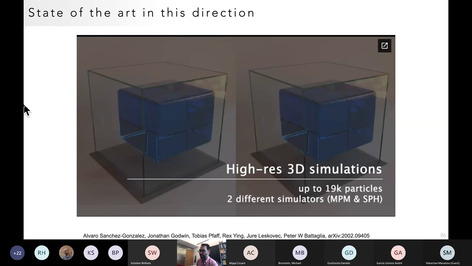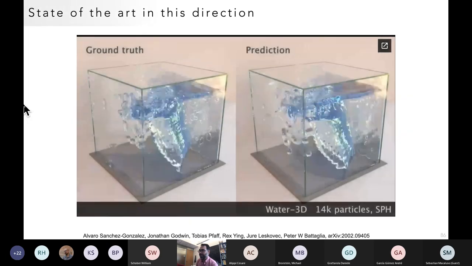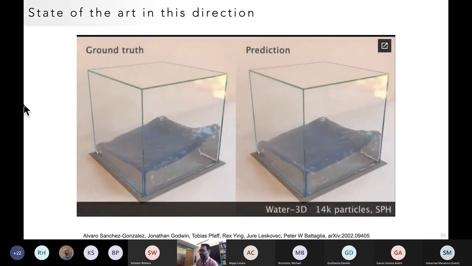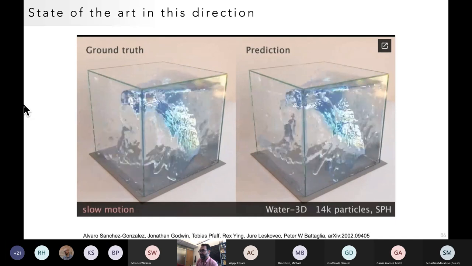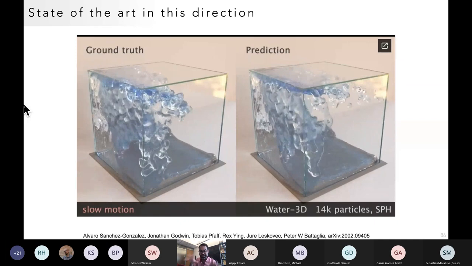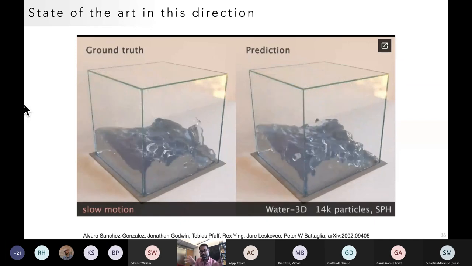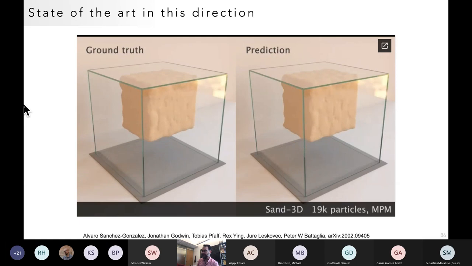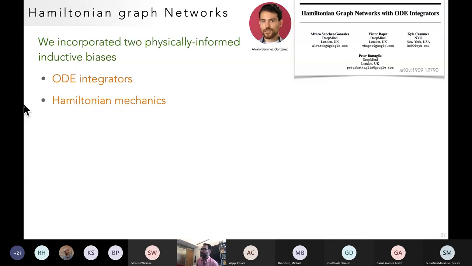Okay, and there's been some more recent work with much larger systems where you see things like this, which are really fun to look at. It's being rendered, but the system is being modeled as basically a bunch of little particles, and they're all interacting with each other using very much the same kind of approach. Now, what we did was add two different forms of inductive bias to this type of setup. This was work that I did together with Peter and also Alvaro and Victor. And I'm just going to talk about those forms of inductive bias real quick.